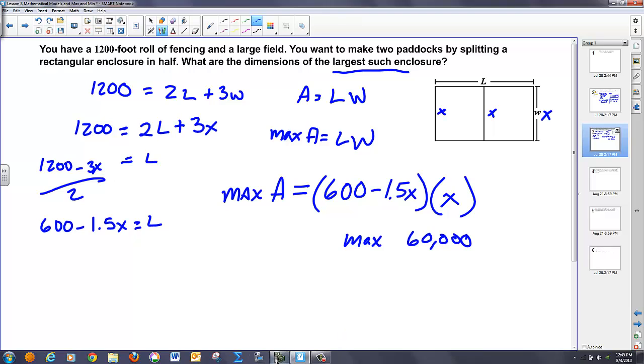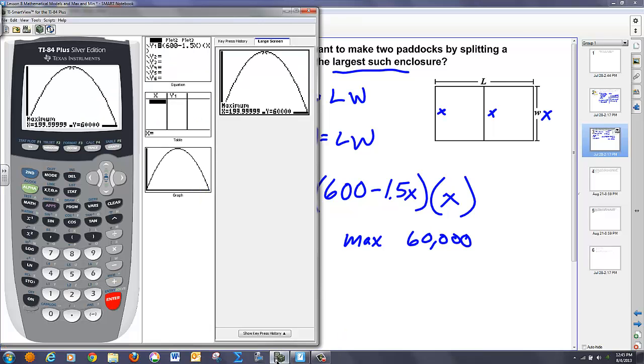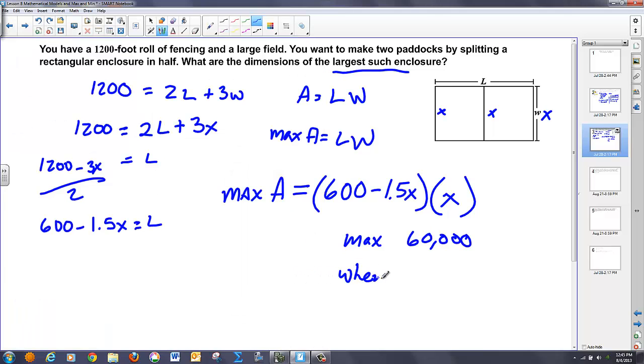And then if we want to find out the x value associated with that, your x value is equal to 200. Now, the question asks, what are the dimensions of the largest enclosure? I've just given you the x dimension. They didn't really ask for the maximum area. They asked for the x and y values, or the length and width values. I've given you the x.